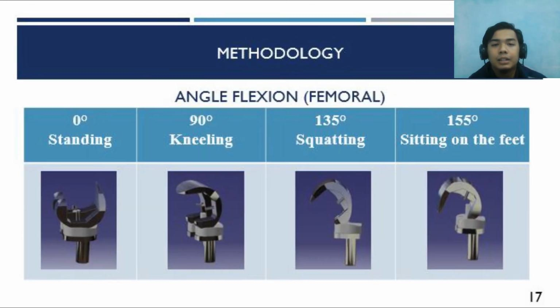In this project, the knee flexion has four angles that need to be analyzed. It is 0 degrees standing, 90 degrees kneeling, 135 degrees squat, and 155 degrees sitting on the feet. Table 2 shows the condition of angle flexion. An example that needs these angles is Muslim prayer. All movement and activities during Muslim prayer use the angles of flexion that need to be analyzed. The patient weight is assumed to be 80 kg.